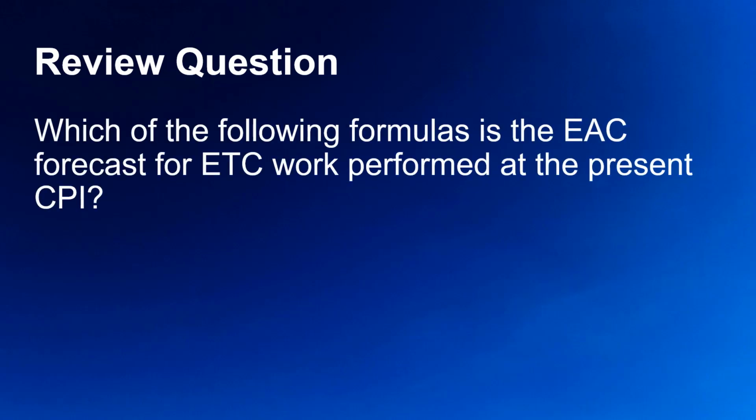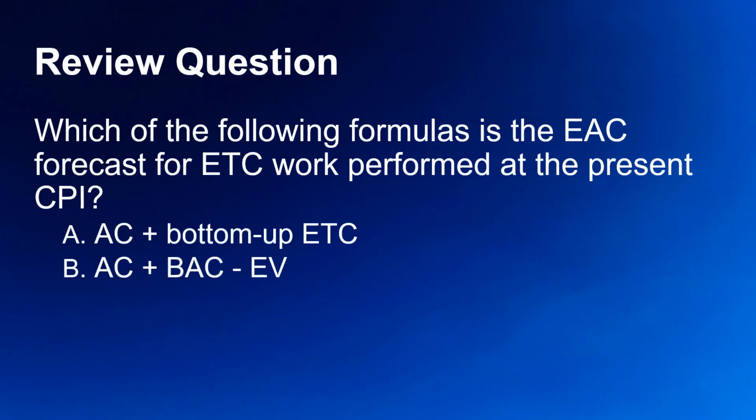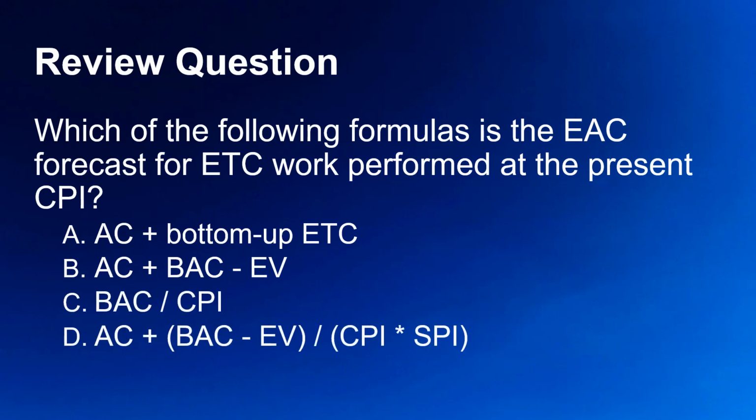As we wrap up, here is a review question for this lesson. Which of the following formulas is the estimate at completion forecast for the estimate to complete work performed at the present cost performance index? Is it Formula A, Formula B, Formula C, or is it Formula D? As always, I will give you a few moments to think about this so you can select an answer. Please press pause if you need more time.